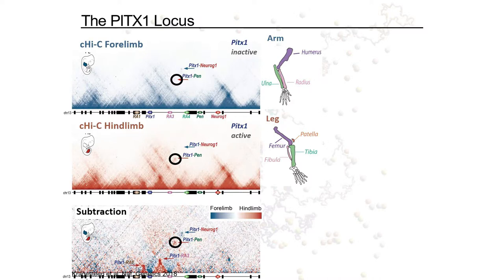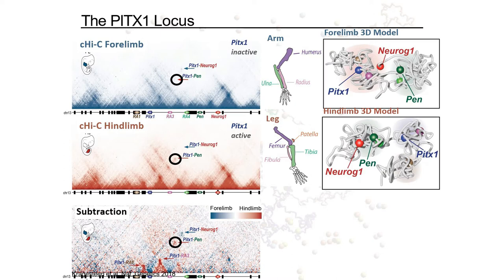where the contact map is shown here for the forelimb tissue. The forelimb tissue is the one that, after embryo development, will be the arm, okay? Analogously, here is shown the data for the so-called hindlimb, which will be the legs. So we have arm and legs, and the 3D architecture for this locus, the PTX1, in these two tissues. Now, from the regulation point of view, the PTX1 gene is active in hindlimb, but not active in forelimb. And this is because you have a contact between PTX1 and Pen, which is an enhancer of this gene. This contact, you can appreciate it here in red, while you cannot see it here.